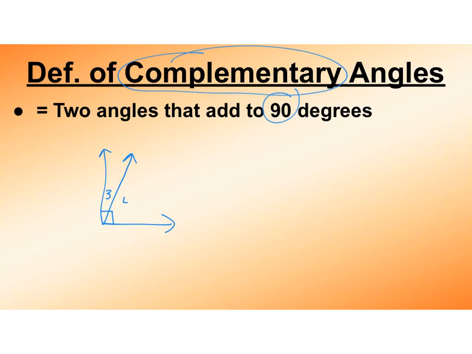I'm going to call this angle 3 and angle 4. So I could say the measure of angle 3 plus the measure of angle 4 equals 90 degrees. And the reason would be definition of complementary angles. It would not be angle addition postulate because angle addition postulate can't equal a number like 90.